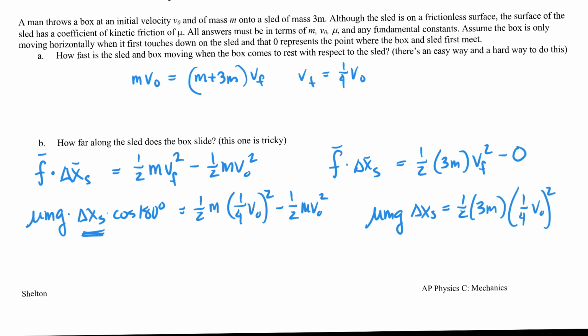All right, so I know all of you are leaving. You want to compare that distance, the distance the sled moved, with this distance, the distance the box moved. The difference in the two is where the box landed on the sled. Because the box went this far, but the sled only moved this far while they were getting up to speed. That's where it landed on the sled.